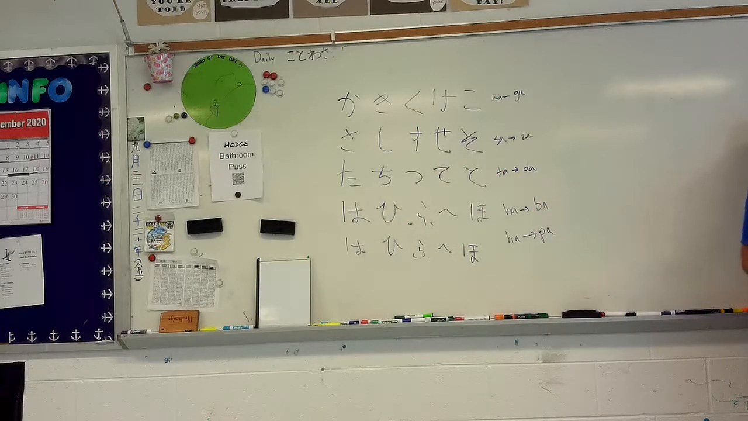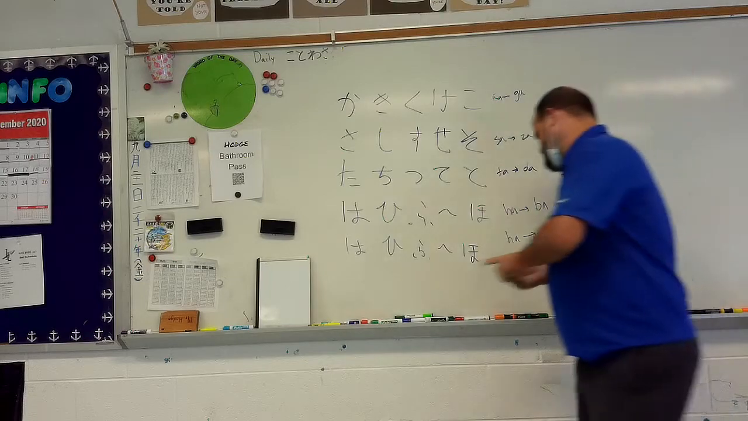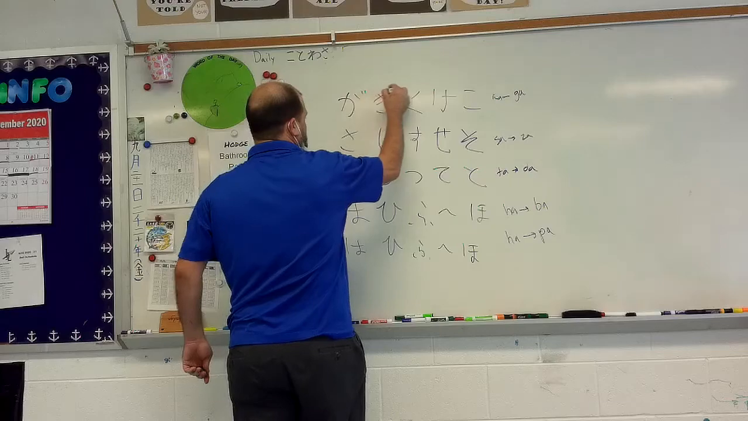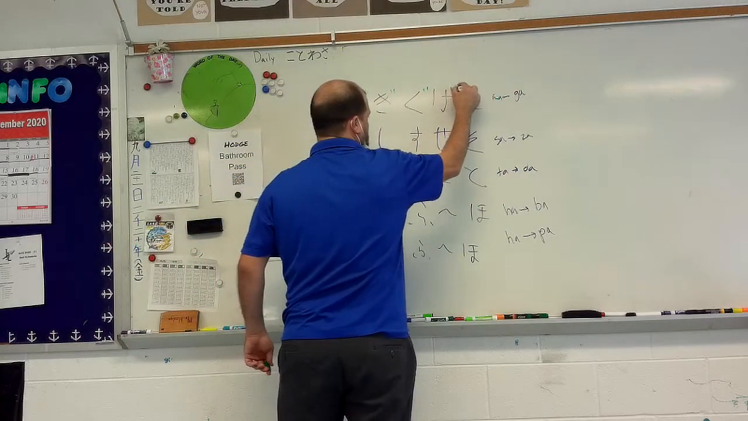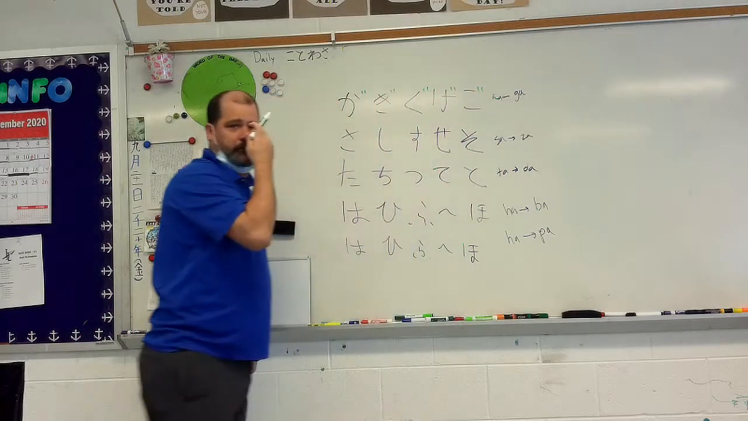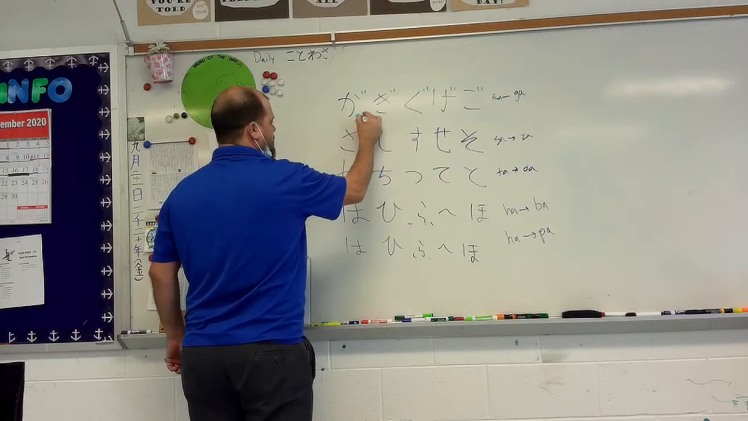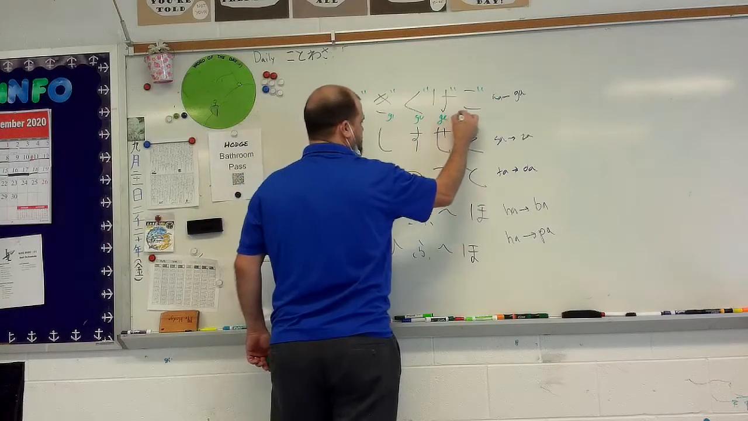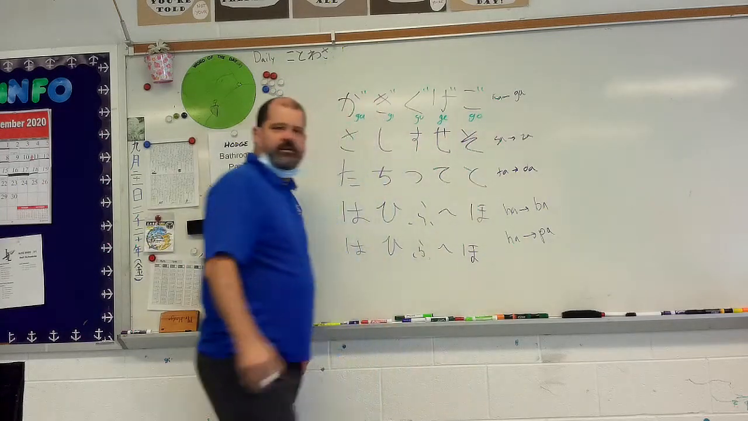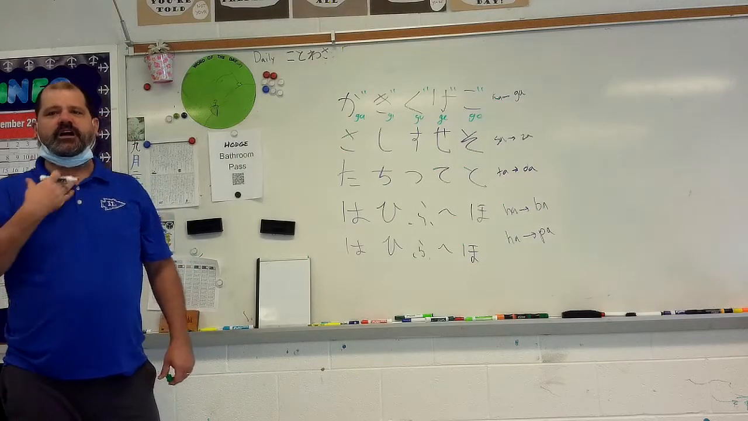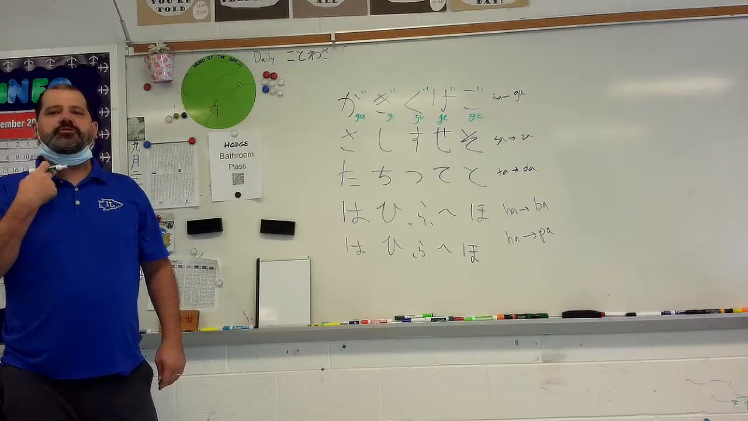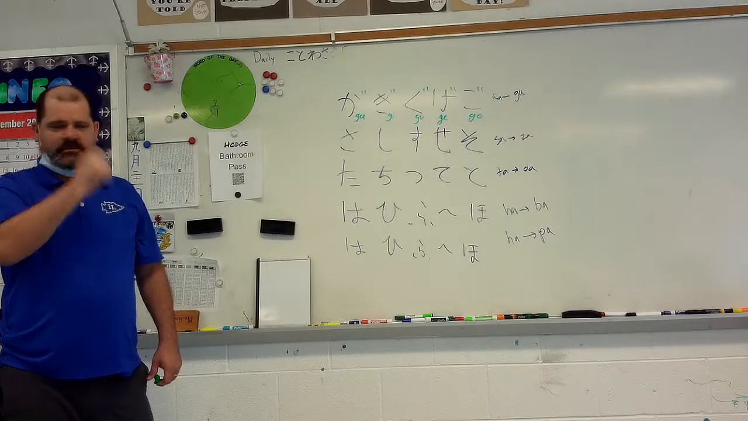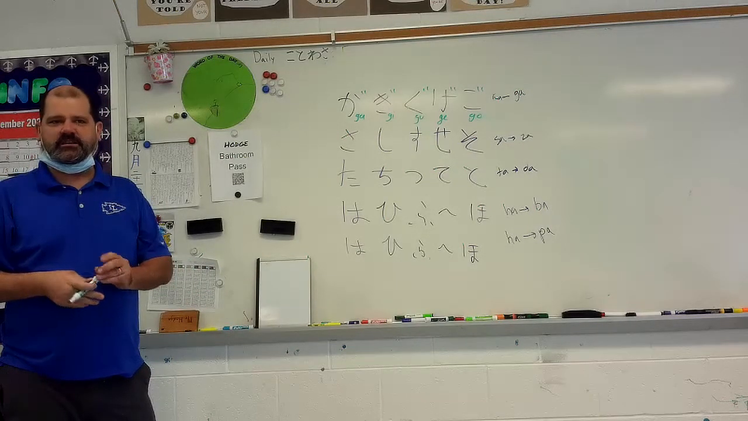Okay, and so what do we do? Well, we just take these like this, and put these little marks there. And so this becomes ga, gi, gu, ge, go. It's the easiest to remember, right? You're turning ka, ki, ku, ke, ko into a throat voice, ga, gi, gu, ge, go. Does that make sense? Really easy.